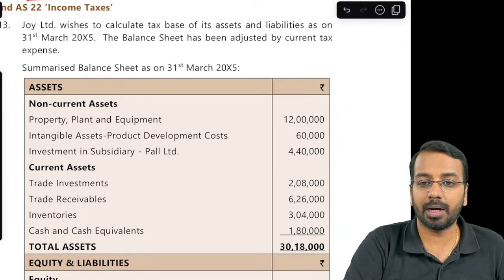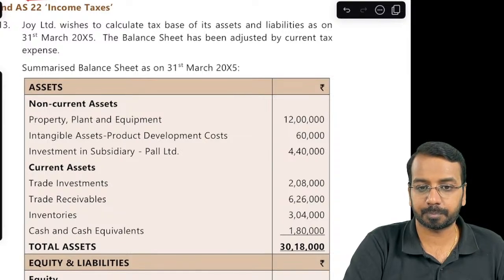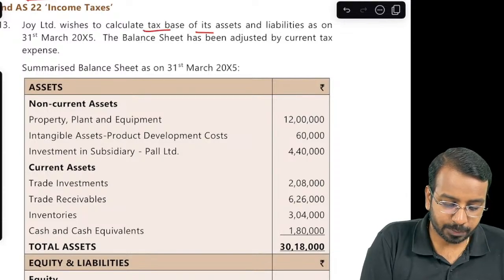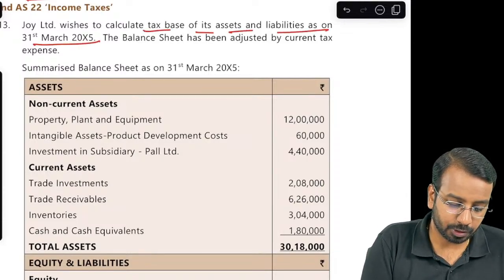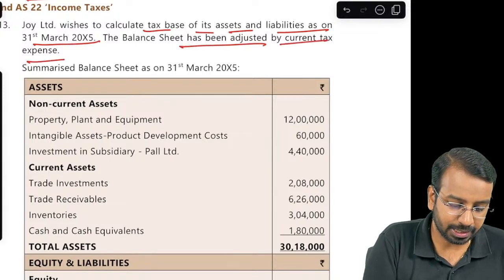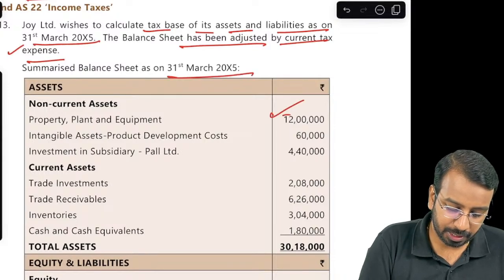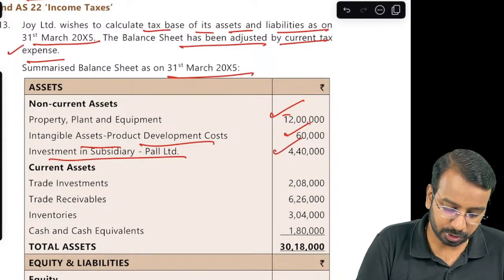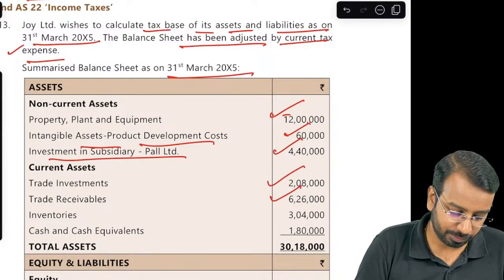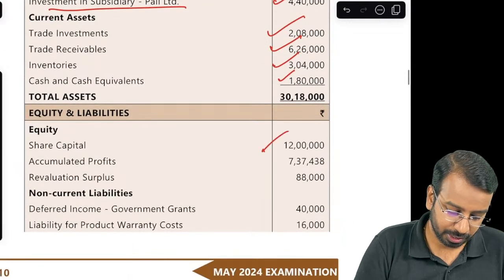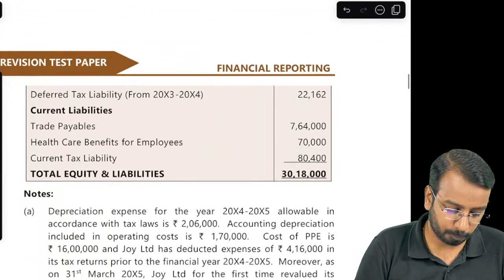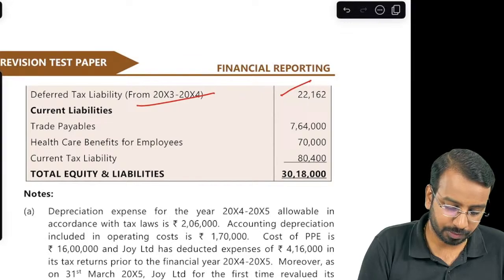Then moving to the next part on Ind AS 12. Joy Limited wishes to calculate tax base of its assets and liabilities as on 31st March of year 5. Balance sheet has been adjusted by current tax expense. So current tax expense is already provided. Summarized balance sheet on 31st March. PPE 12 lakhs. Intangible asset product development cost 60,000. Investment in subsidiary 440. Trade investment, trade receivable, inventories, cash and cash equivalents. Share capital, accumulated profits, revaluation surplus. Deferred income, liability for product warranty cost. Deferred tax liability from previous year 22162.